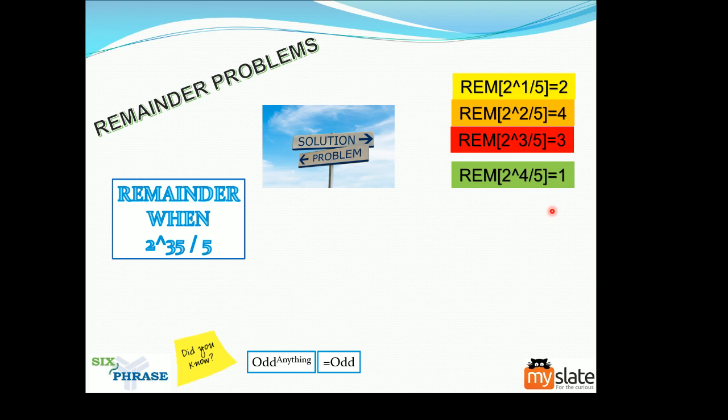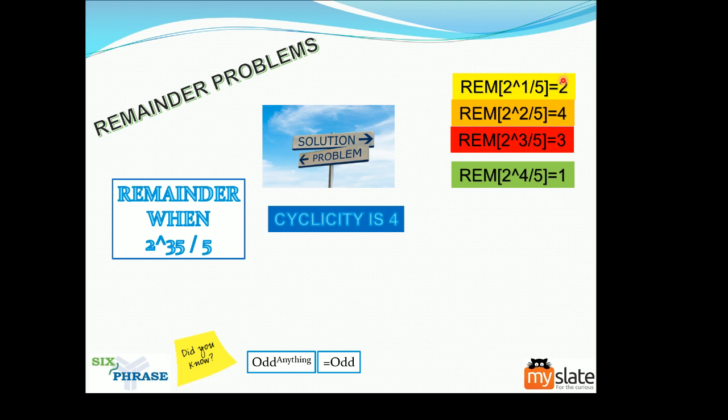Now if I do the next one, 2 power 5 divided by 5, what do you think the answer will be? It will again be 2. The remainder of 2 power 6 divided by 5 will be 4. The remainder of 2 power 7 divided by 5 will be 3. The remainder of 2 power 8 divided by 5 will be 1. So this cycle keeps repeating, and the interval is 4. Once every 4 numbers, this cycle repeats, right?